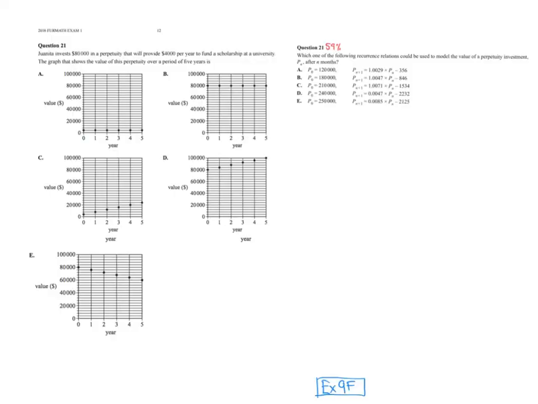So, I don't know how to say that name, Juanita, invests 80,000 in a perpetuity that will provide 4,000 per year to a scholarship fund. The graph that shows the value of the perpetuity over a period of 5 years: does the value change in a perpetuity? No. So it would just be whatever it is straight across, won't it? Yeah? Bonus. How easy was that one? That was question 21. I remember the year they did that. Lots of kids got it wrong. It's a bit sad.